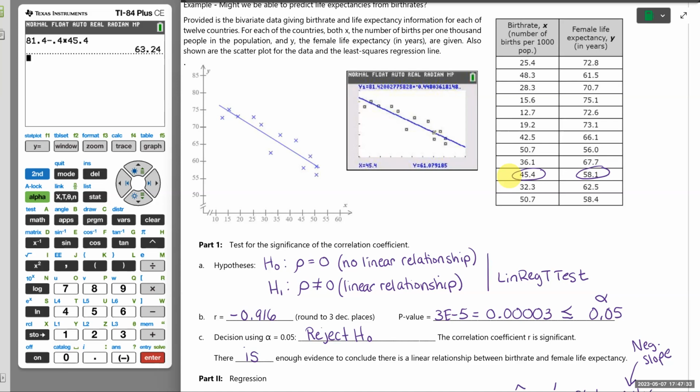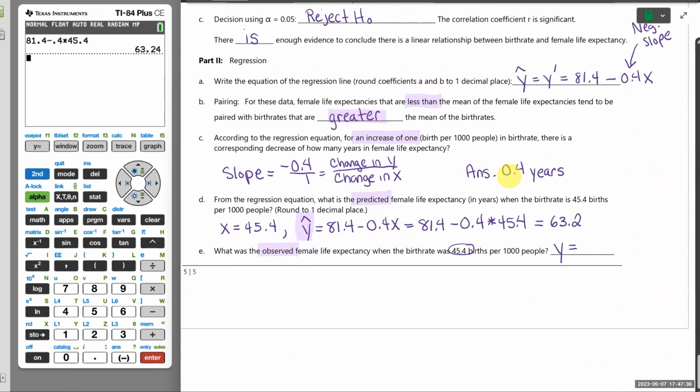58.1 years. So let me write that at the bottom, and I'm going to come back to the graph here. So that's 58.1 years versus we predicted 63.2 years. All right, so the way this works is the predicted value represents, on average, all the countries with a 45.4 birth rate. This is an average of the female life expectancy. So not every country would be exactly that value. In fact, this country is below that average.